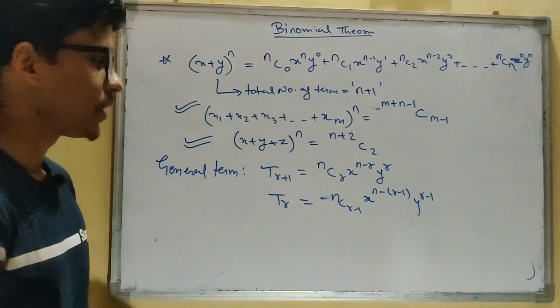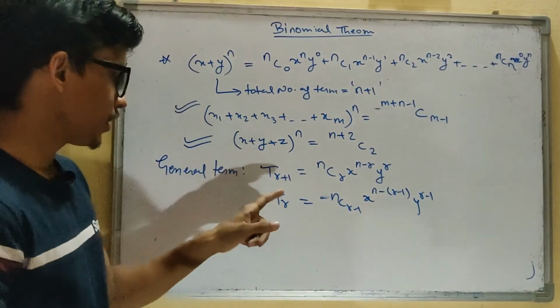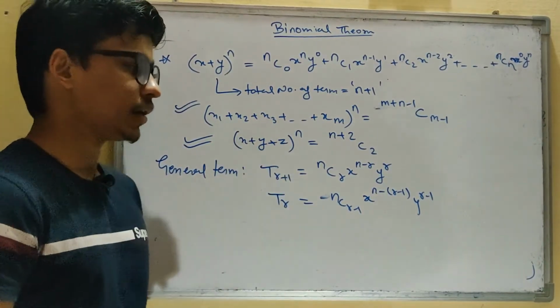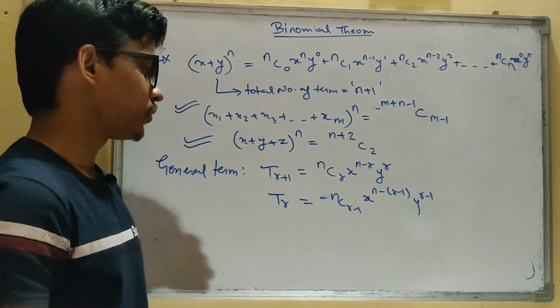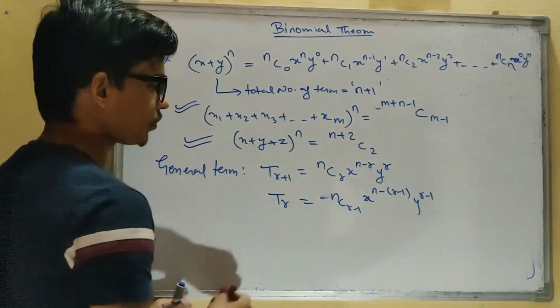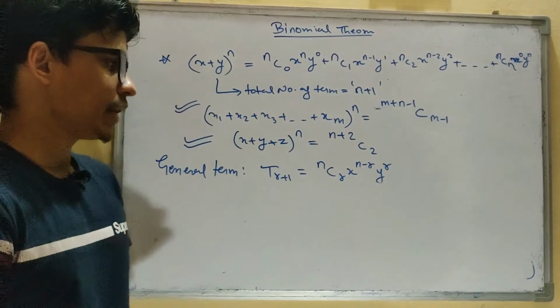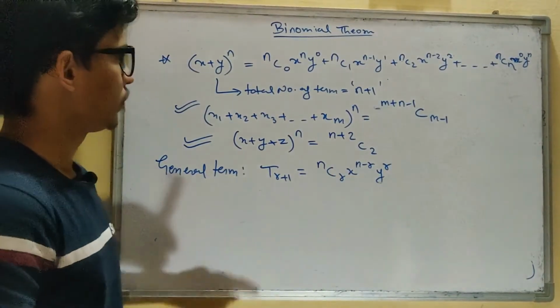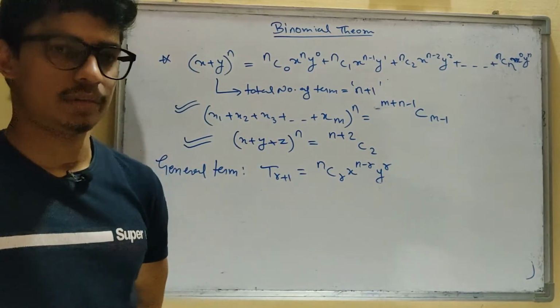Okay, so a better way that they introduce is T(r+1) = nCr x^(n-r) y^r. Okay, so that is a more familiar way, that is why they go with this. So T(r+1) = nCr x^(n-r) y^r. You can see it like this. So this is how you can find the general term, right?